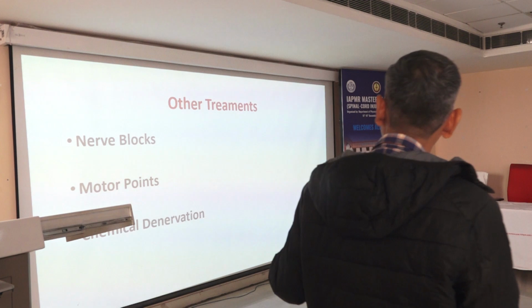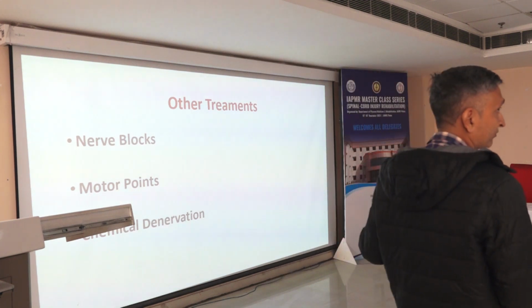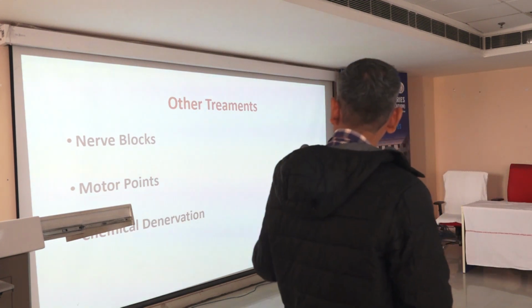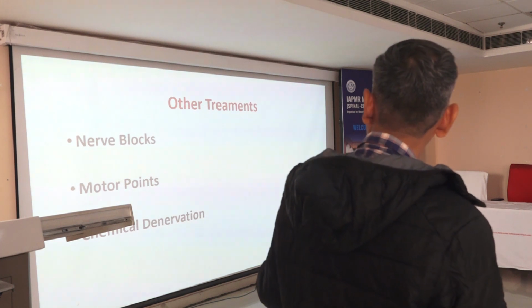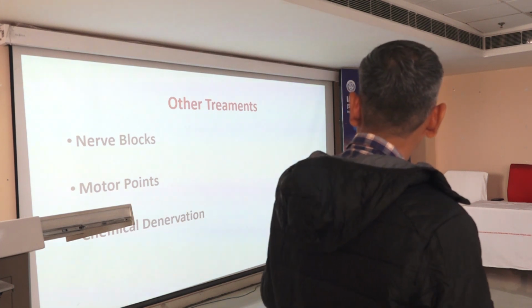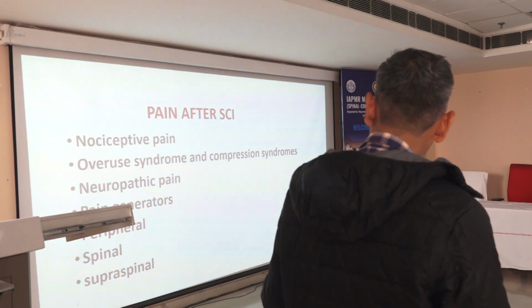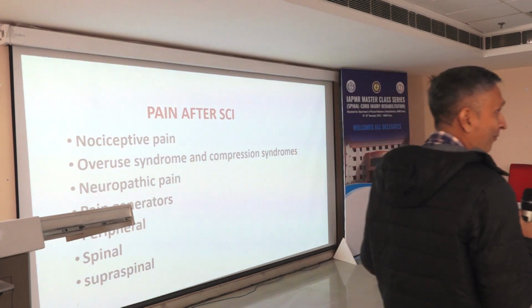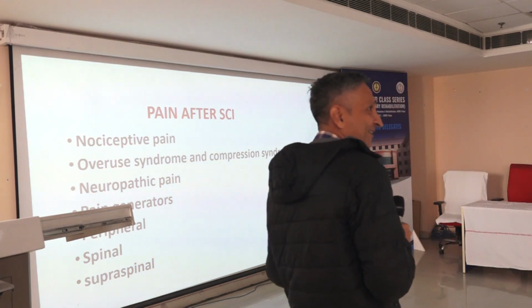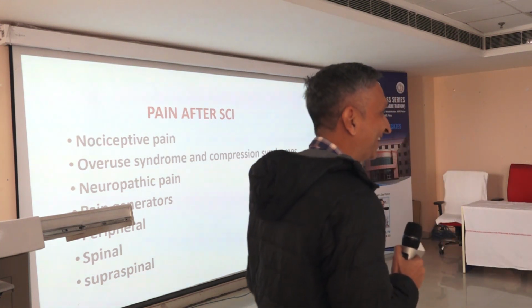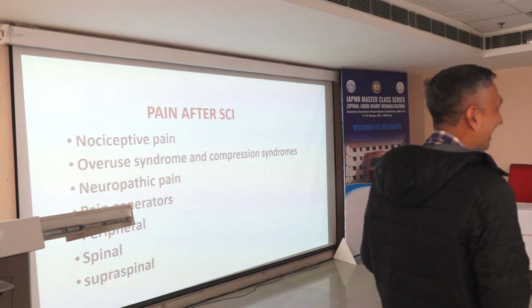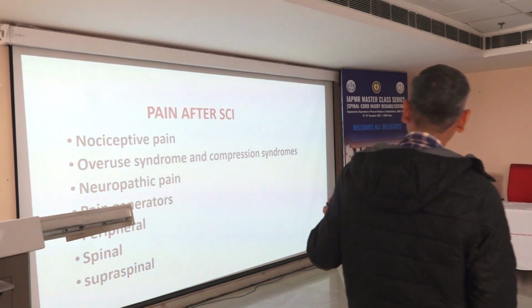So there are so many drugs. You should know everything about the drugs for spasticity. Then nerve blocks, motor point blocks, phenol, Botox, everything. Then next topic. I have given 2 topics and I don't know how to finish them. Complete one. Others they will read.